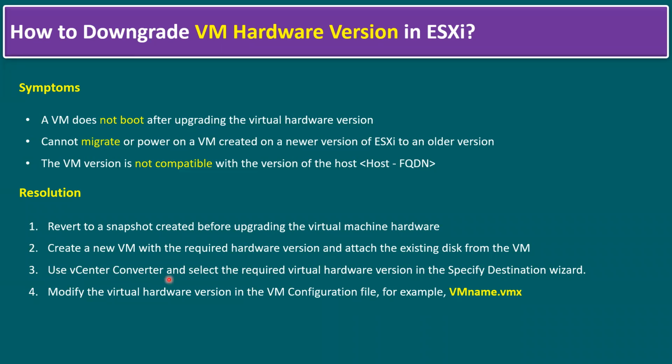In our previous sessions, I talked about vCenter Converter, how to convert a physical machine to a virtual machine and a virtual machine to a virtual machine. But here the scenario is, when you are using vCenter Converter from source to destination, the source version is VM hardware version 20. While sending to the destination ESX host, in the destination option you have an option to downgrade it to the 19th version or lower versions.